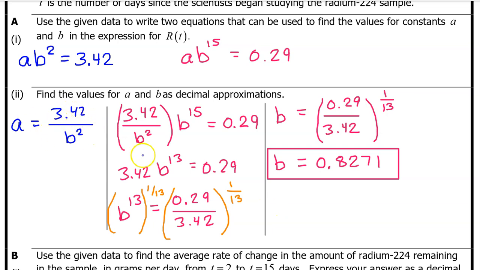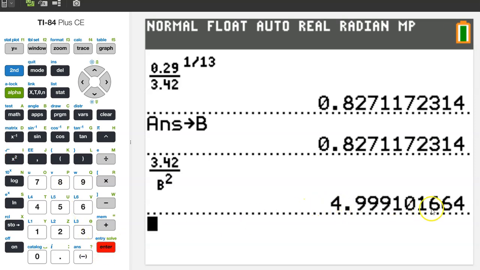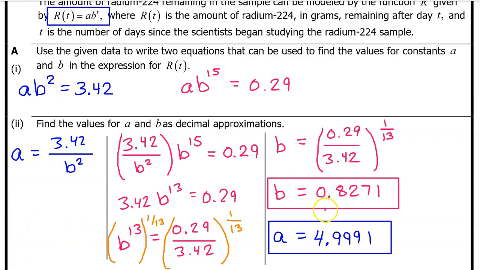Now we can use this expression to find the value of A. It will be 3.42 divided by B squared. Let's make another vertical fraction and do 3.42 divided by, and because we stored all of the decimals into the letter B, we can do alpha B and then squared. This is the value of A. Let's write down 4.9991. That's it for part A.